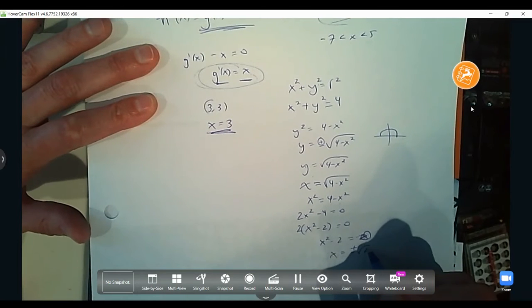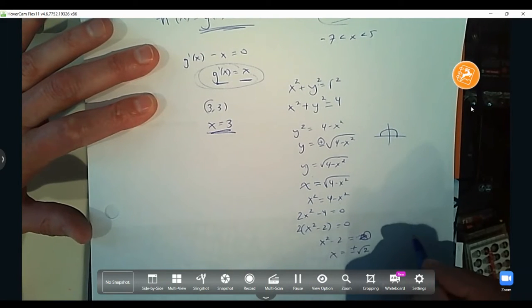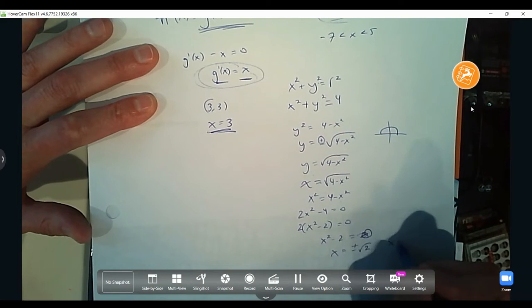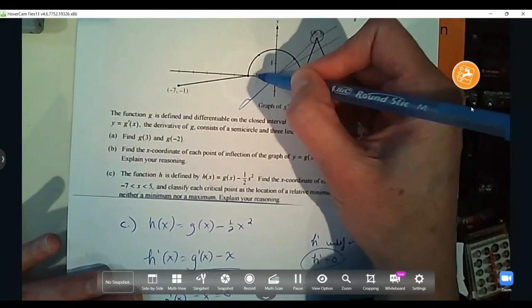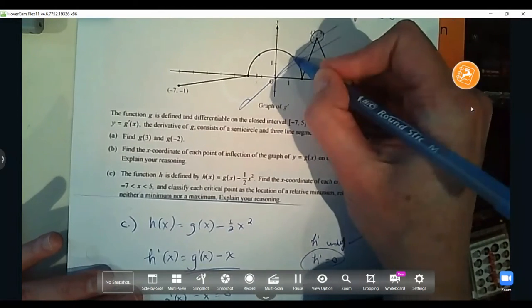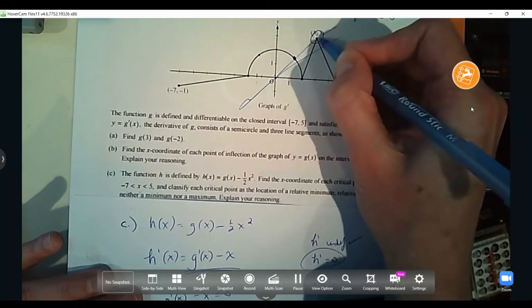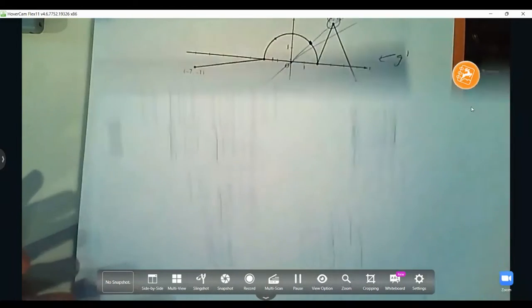Since we are dealing with where the input matches the output, it's only the positive value there, because you can see over here, if you go to negative radical 2, the input is negative, but the output is positive. So it's just this point here where x is radical 2 and this point here where x is 3.